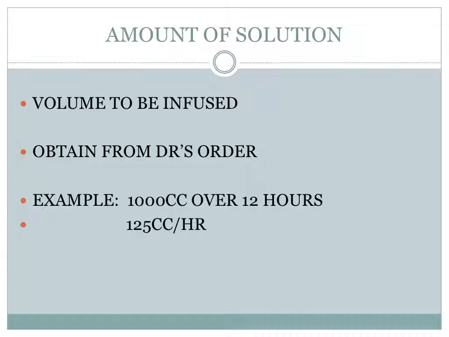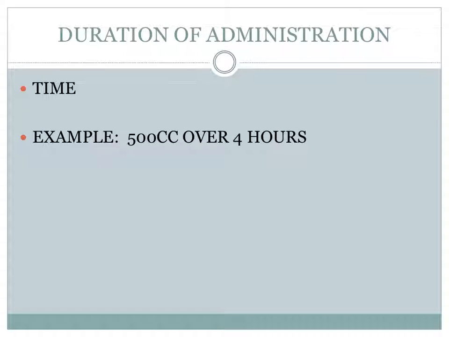The amount of solution to be infused over the specified time can be obtained from the physician's orders. For example, 1,000 cc's over 12 hours at 125 cc's per hour. The duration of administration will also be indicated in the physician's order. There will be a time with it. For example, 500 cc's over 4 hours.